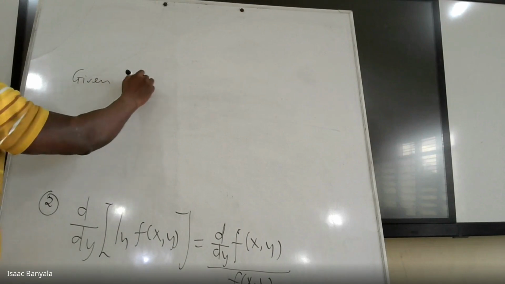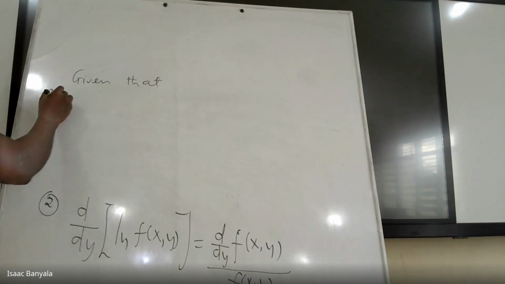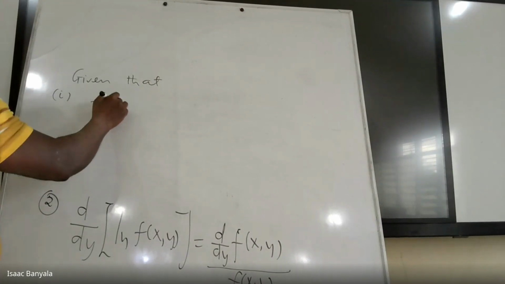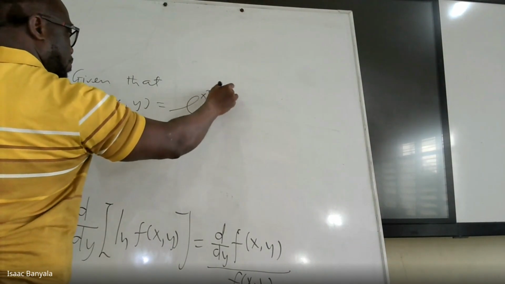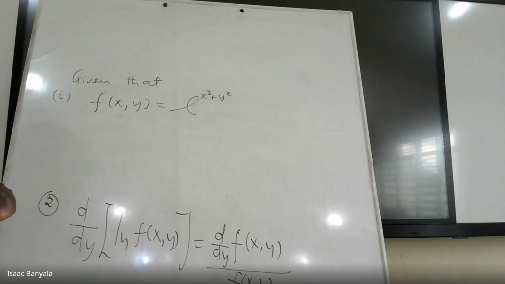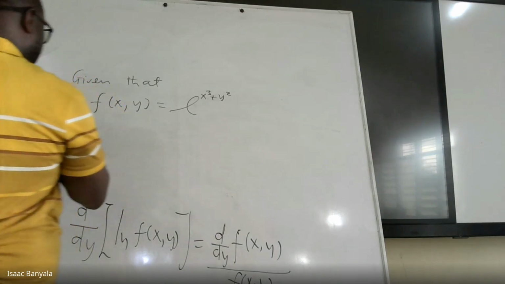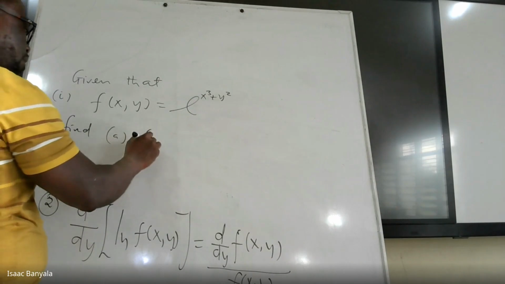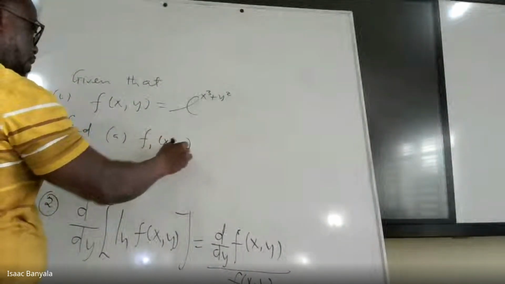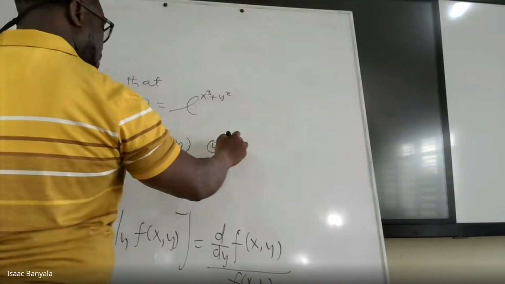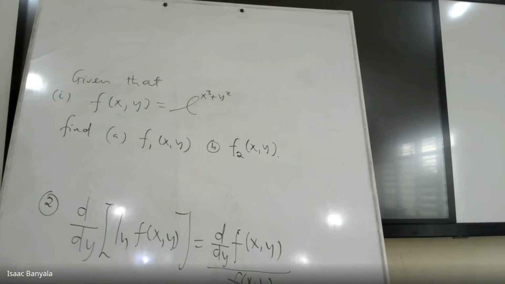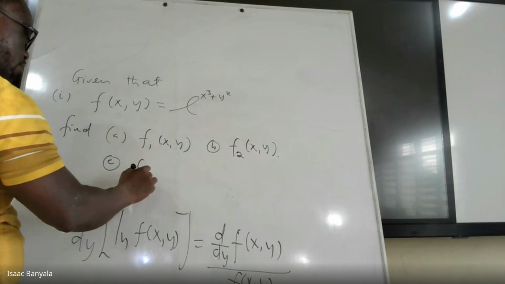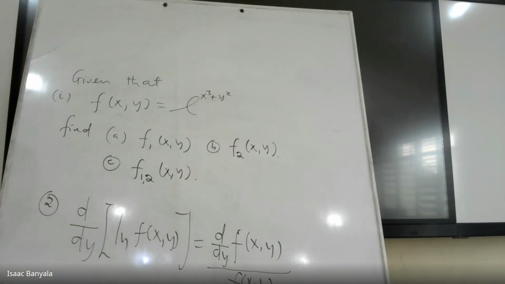Given that f of x, y is equal to e to the power x cubed plus y squared, find A, f1 of x, y; B, f2 of x, y; then C, f12 of x, y. So let's look at how to solve this.